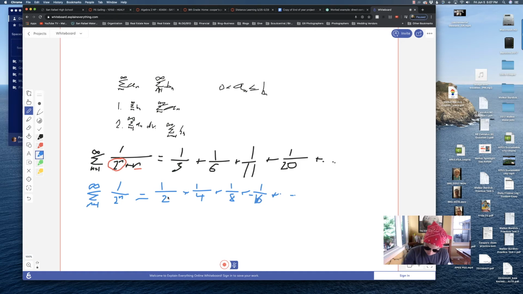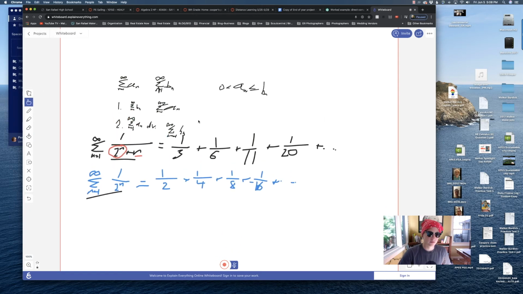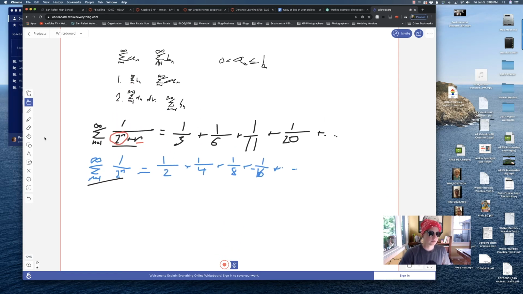Now, using this, it's much easier to find the convergence or divergence than with this one. So, oh no, how does this work?